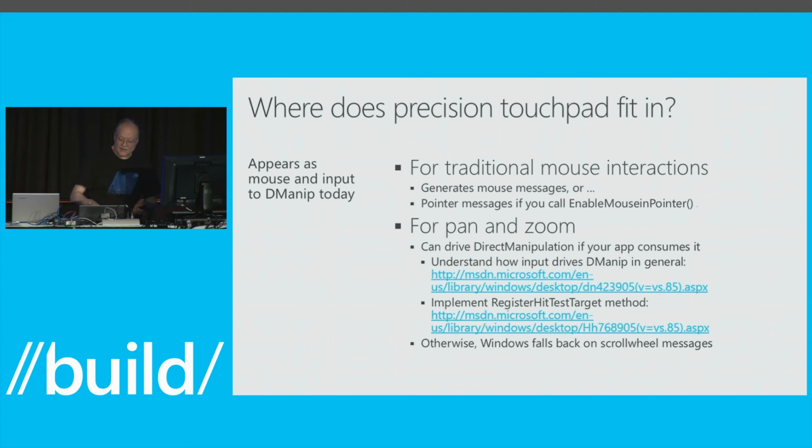There are some pan and zoom gestures on the Precision Touchpad. The ways those work are: if your application wants to consume them directly and do something with direct manipulation, you can do so by implementing the register hit test target method and then using direct manipulation. If you don't do that, then we have something similar to the def-win-proc thing where we will fall back and deliver scroll wheel messages so that most application content will pan and zoom the way you would expect it to.